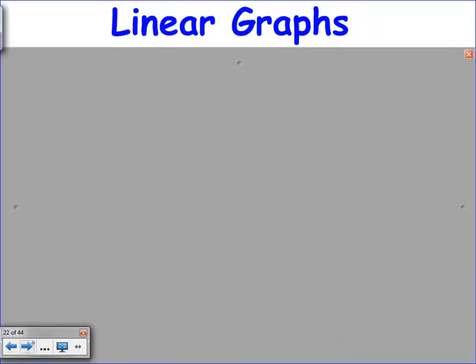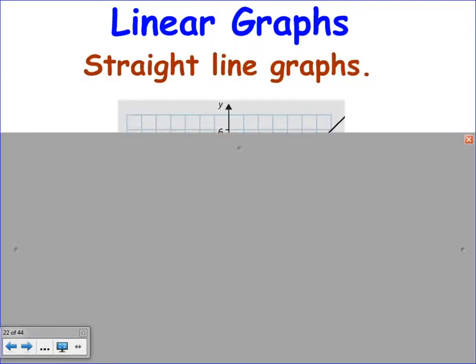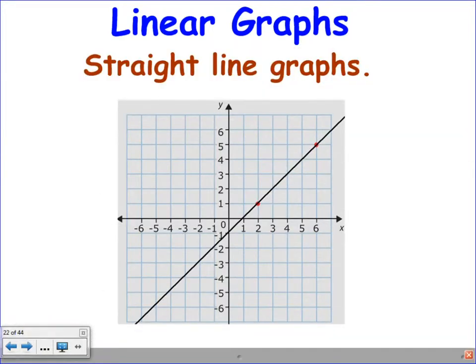So that's the first part of the lesson done. What we're going to look at now is drawing straight line graphs, linear graphs. Graphs that are straight lines in maths, okay, extend from one corner of the diagram to the other.